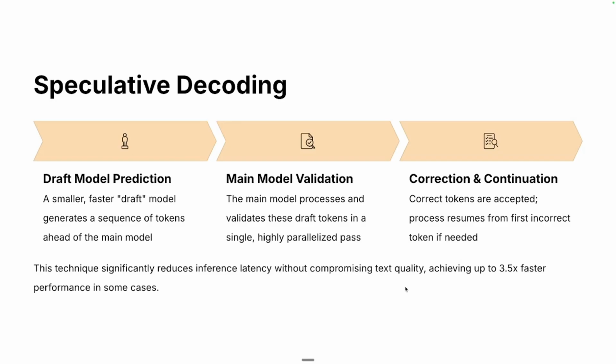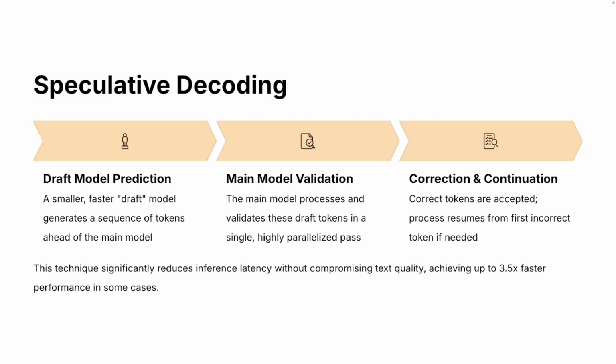Another concept that you need to be aware of is speculative decoding, which is a clever technique designed to speed up inference without sacrificing the quality of generated text. It works by introducing a two-model workflow, a fast draft model and a large main model. The draft model, which is smaller and much quicker, generates a sequence of predicted tokens, essentially guessing what the main model is likely to produce.